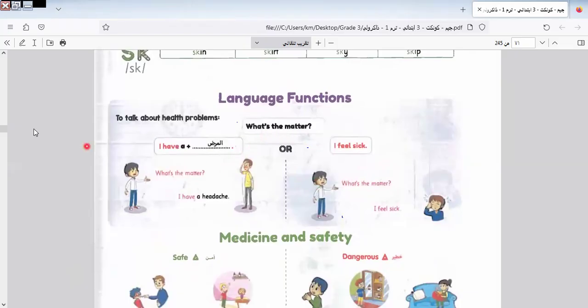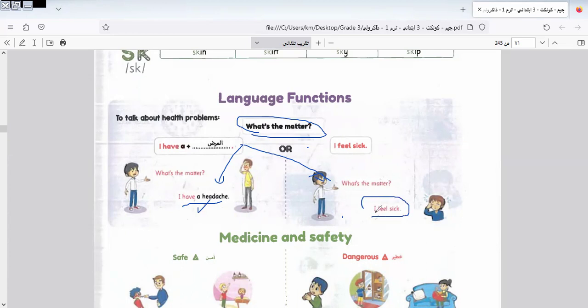Here is, what is the matter? The answer will be in two ways. It will be I have a disease like this, or we say I feel sick. Both are the reply to what is the matter. When I ask about the matter, I can answer in two ways. I have a headache, I have a stomachache, I have a cold, a cough, any disease that I have, or I say I feel sick only without saying the illness. Okay, let's go to another item in this unit.